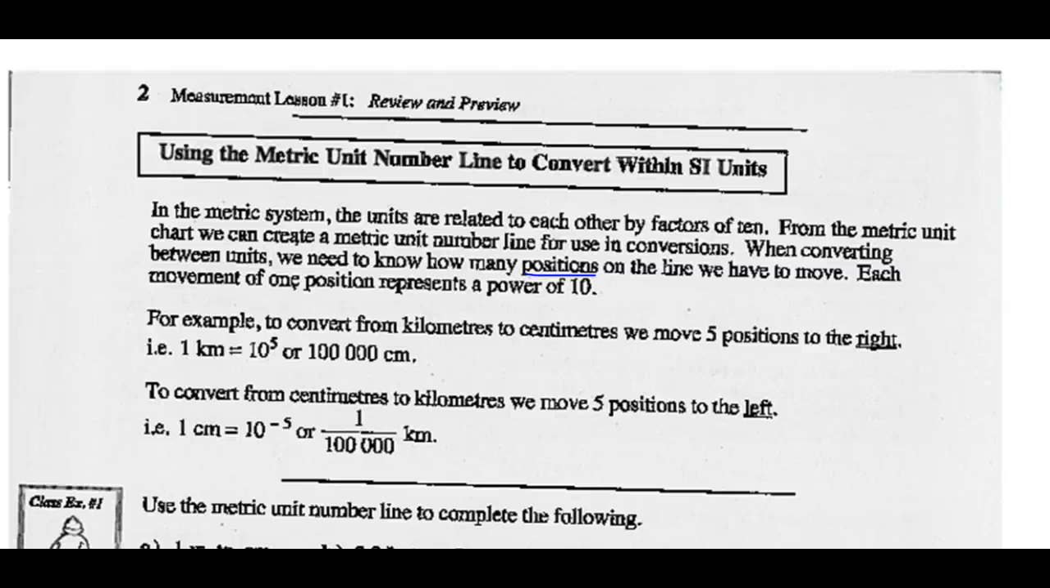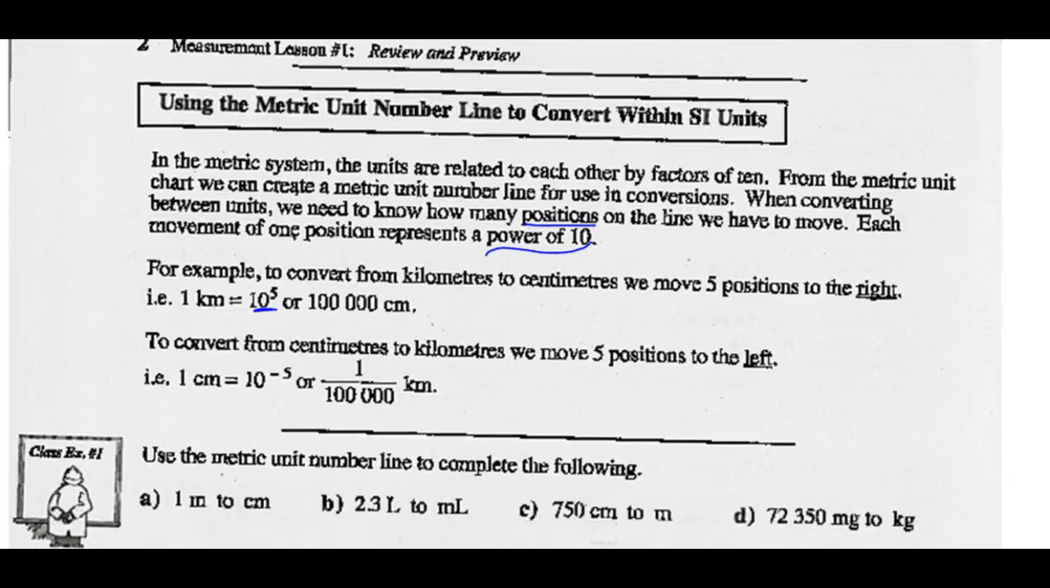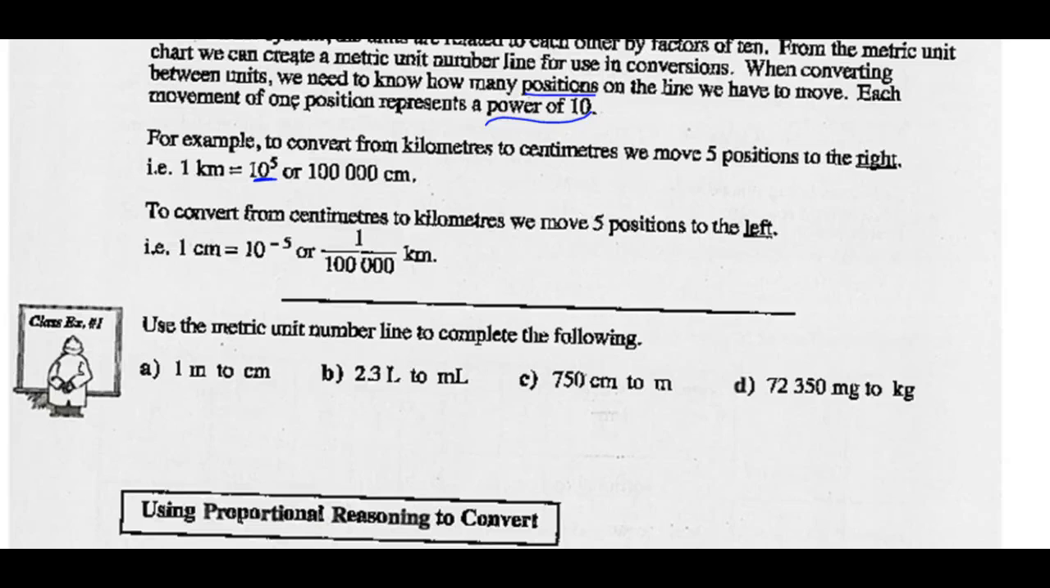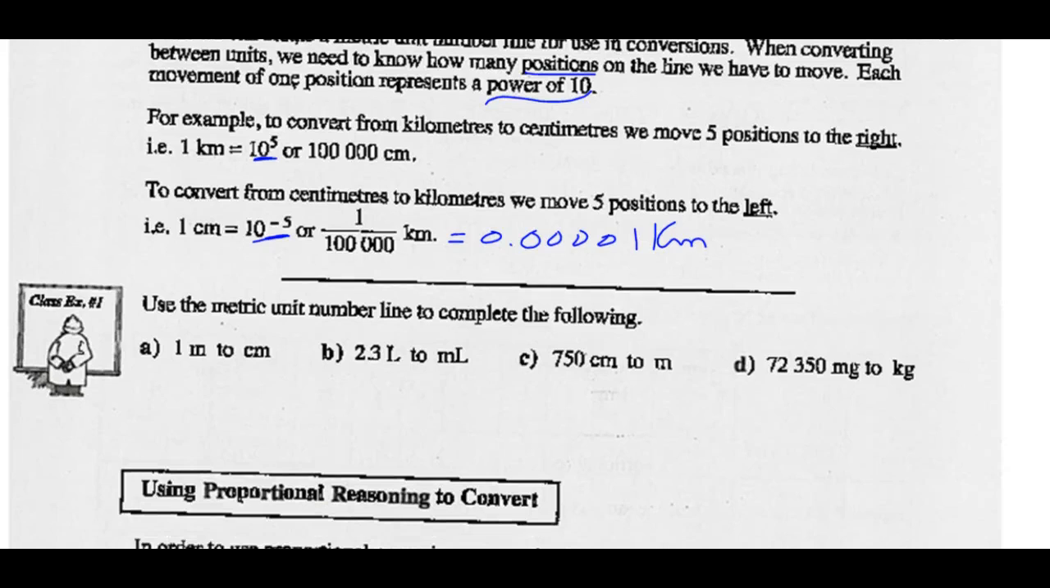Each movement of one position represents a power of 10. For example, to convert from kilometers to centimeters, we move 5 positions to the right. So 1 kilometer is 10 to the 5th, 5 powers of 10, or 100,000 centimeters. To convert centimeters to kilometers, we move 5 positions to the left, so 5 powers of 10, but now we're going to the left, so that's a 10 to the negative 5. So 1 centimeter is 1 over 100,000 kilometers, or we could say 0.12345 kilometers.